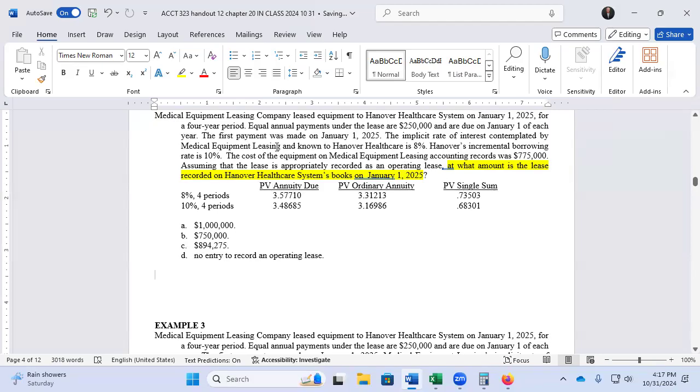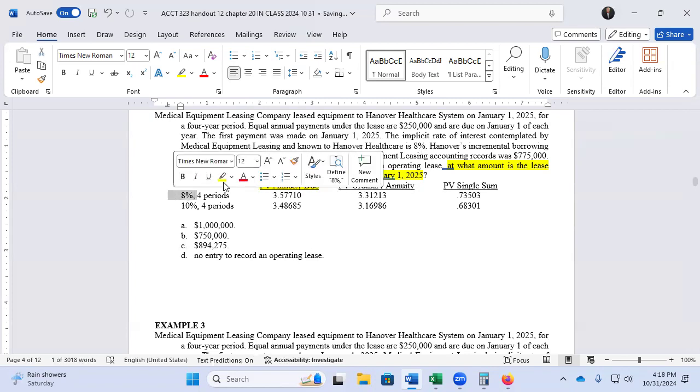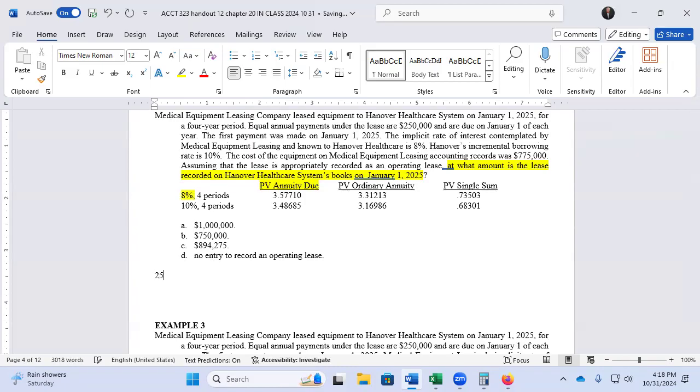And so we have to look and say, okay, we know it's going to be the present value of an annuity due because the payment is made on the first date. The implicit rate of interest contemplated by medical equipment leasing, and known to Hanover Healthcare, is 8%. So we're going to use the 8%. We take the 250,000 in payments, we have 4 periods and we multiply it by 3.57710 and we get 894,275.